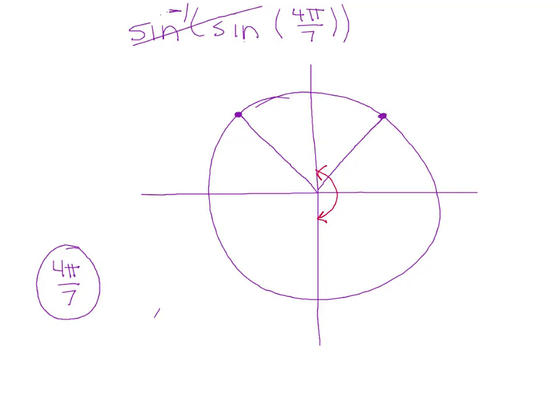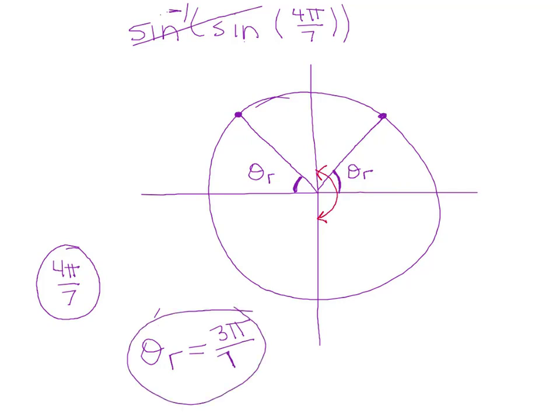Do you understand? Yes. Because they're both positive, this angle is going to match this angle, right? That's just the way it goes. And this angle is called my reference angle. So what's my reference angle? 3 pi over 7. And that is the answer, because it's the exact same angle as this one.